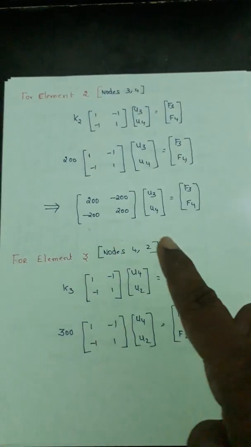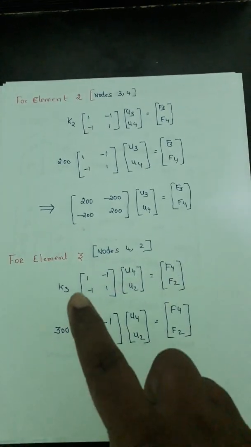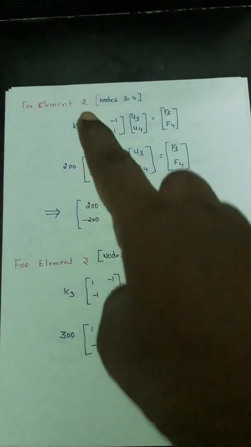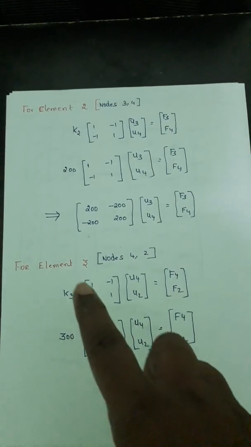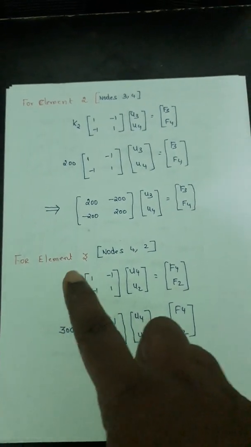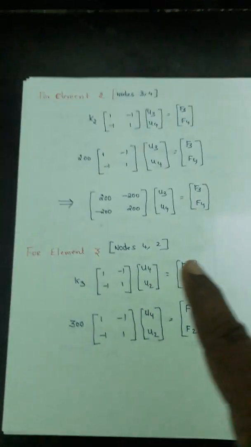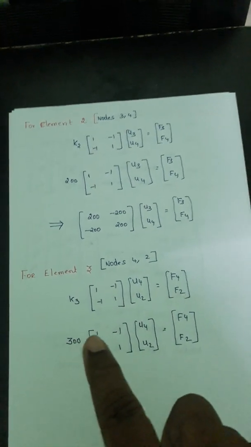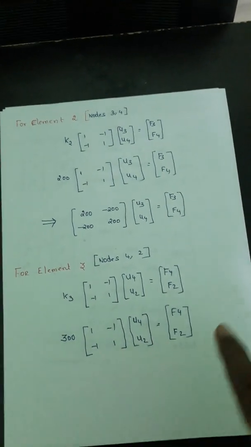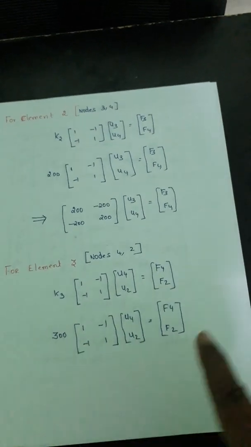Element 3 is nodes 4 and 2, with K3 as the stiffness of element 3. Here K3 is 300, the stiffness of element 3. This is the way I get it, and this is the equation.